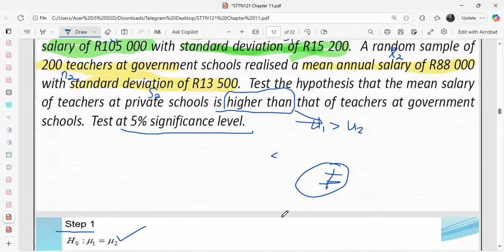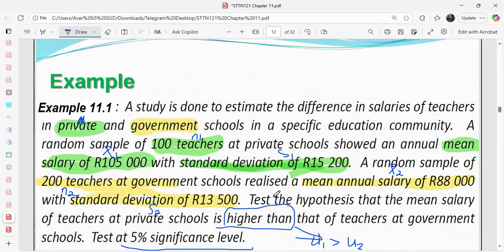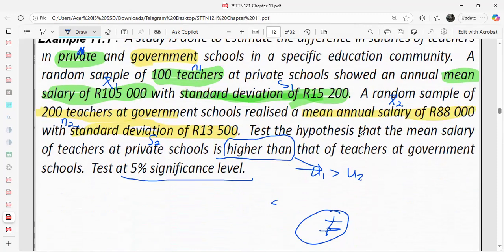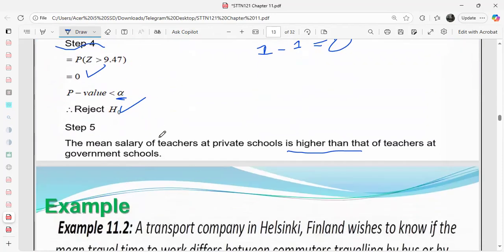But let me check something here. Okay, a random sample. Test the hypothesis that the mean salary at... the minute we reject, it means that we agree with the statement that it is higher than that of the teachers at. But if we say we do not reject, it means that the statement will be talking about a different thing. So that's how you answer the questions that are based on this. If it's 7 marks, you see, it's free 7 marks.